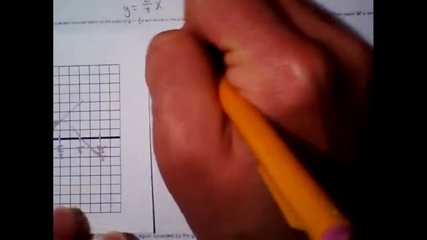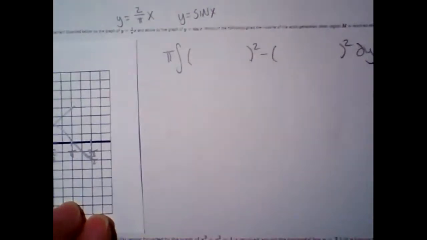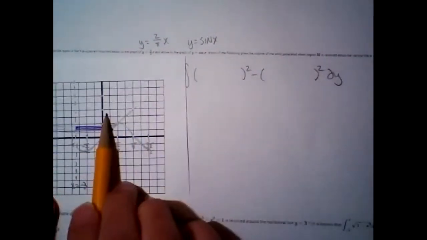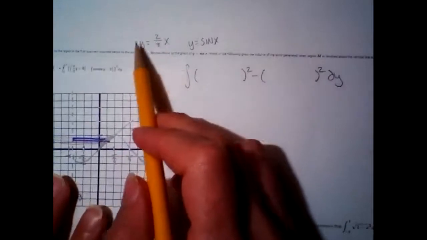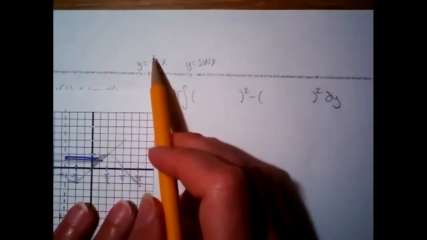All right, so let's go ahead and set this up. It's going to be pi and then r squared minus r squared dy. This one's going to be a dy problem. Let me back out of there. Because it's like we took the y-axis and just scooched it over a little bit. So it's going to be a dy problem. That means I immediately need to take these equations and rearrange them. So for this one, it's 2 over pi.